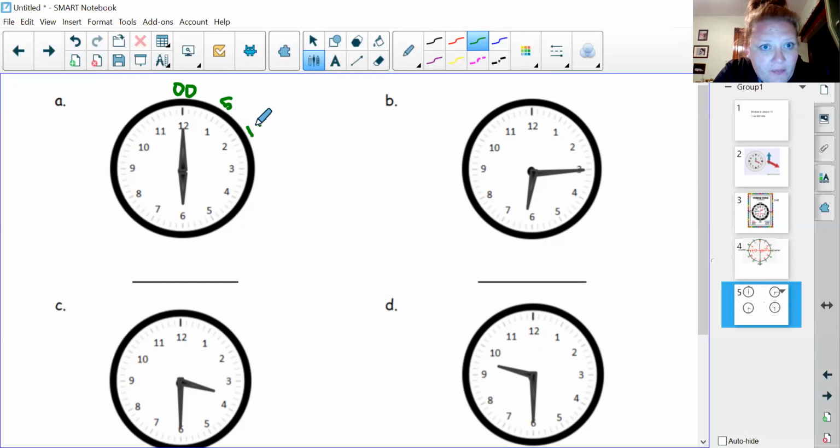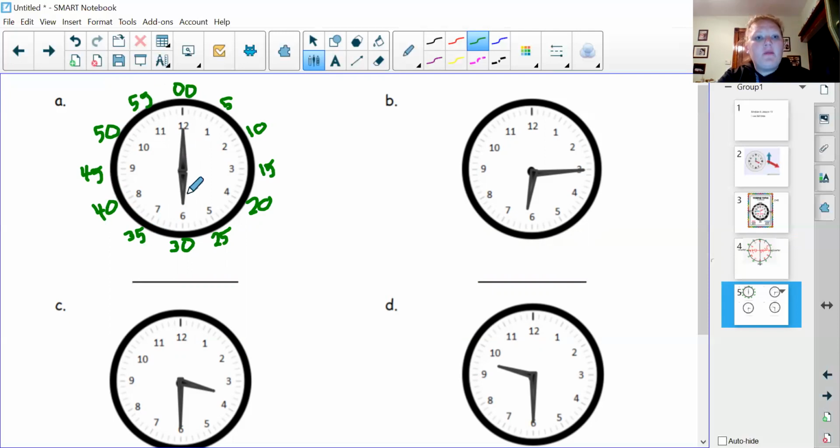So we have 5, 10, 15, 20, 25, 30, 35, 40, 45, 50, and 55.